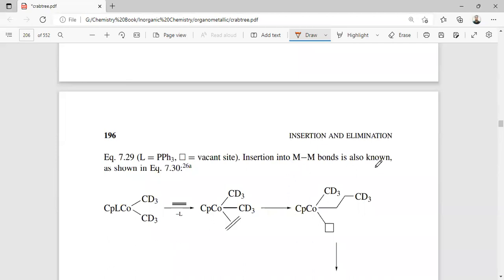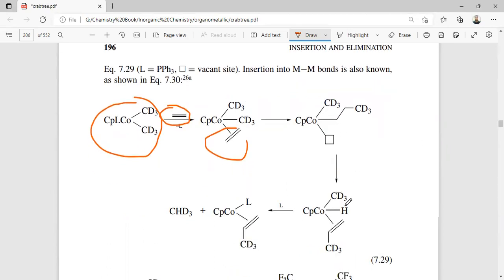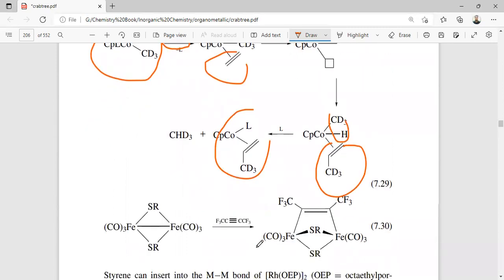Insertion into the MM bond is shown in this picture, where this CO complex with the ligand L, upon elimination of L, the ethylene is coordinated, then inserted into the CD3 molecule, then upon beta hydride elimination forms this alkene, then upon reacting with CD3 forms this intermediate.